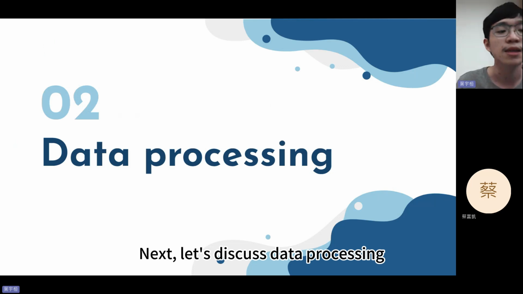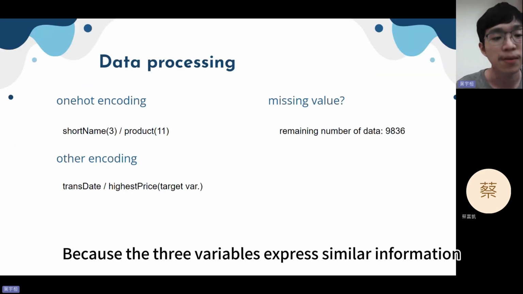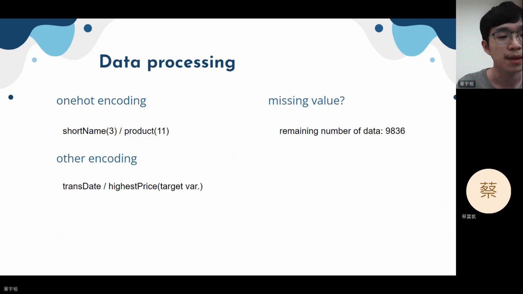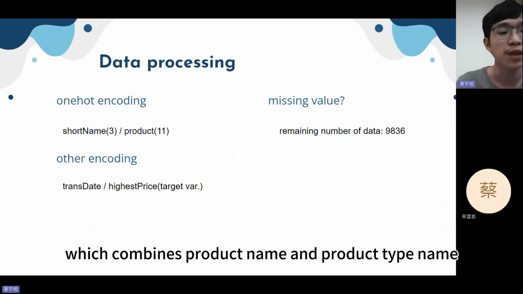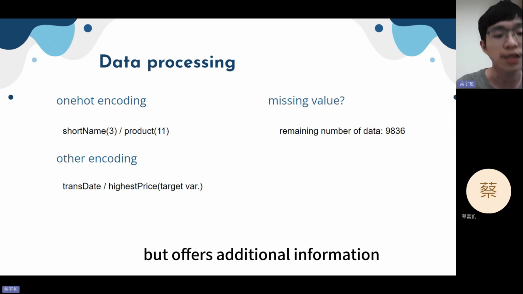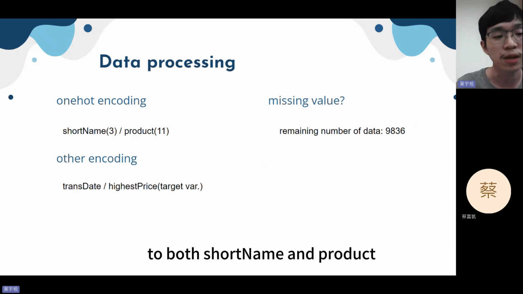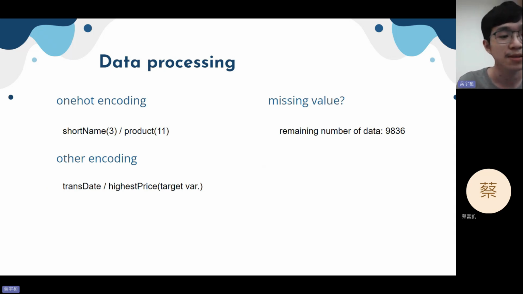Next, let's discuss data processing. Because the 3 variables express similar information, we have chosen to use only short name. We create a new variable called product, which combines product name and product type name. This variable resembles product ID but offers additional information. We apply one-hot encoding to both short name and product, resulting in 3 and 11 columns, respectively.